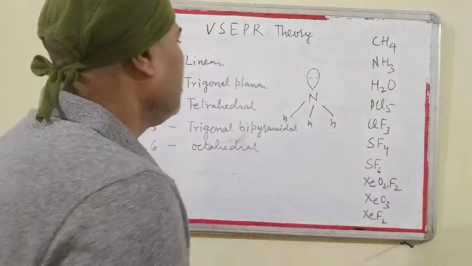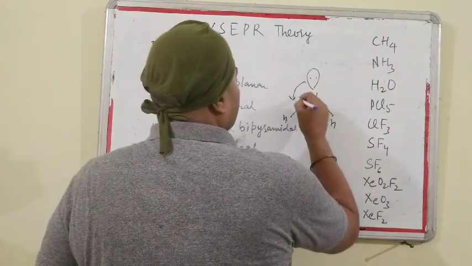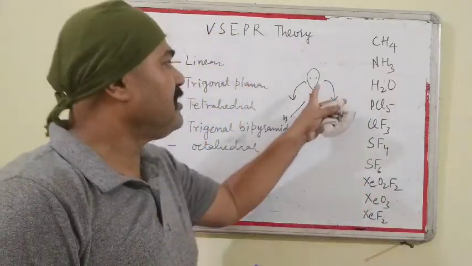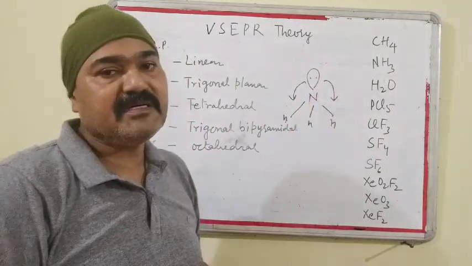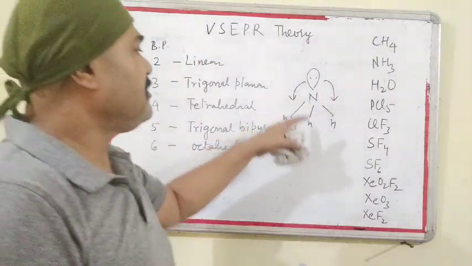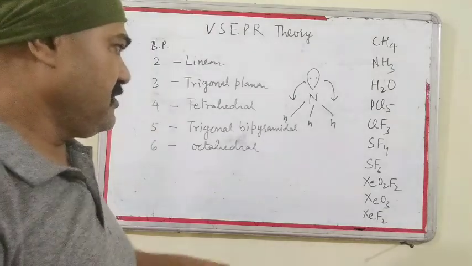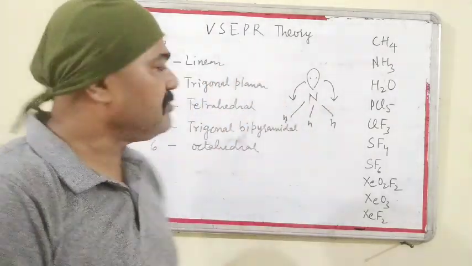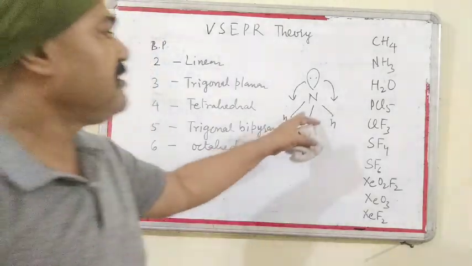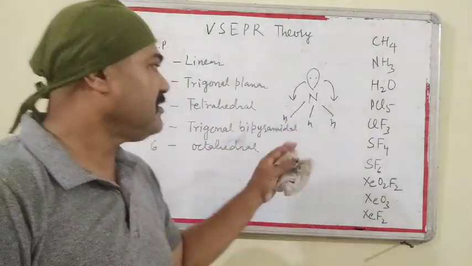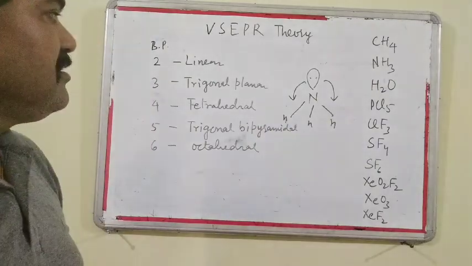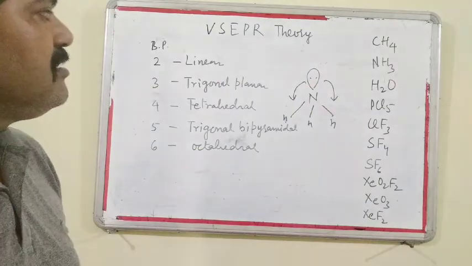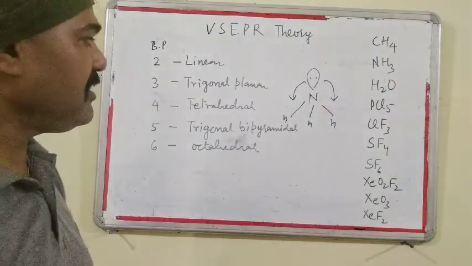This is due to the slight repulsion caused by the lone pair present on the nitrogen. This reduces the angle. In the case of tetrahedral it is 109.5 degrees. Here it is slightly less, about 107 degrees. This is due to the repulsion by the lone pair of electrons present on the nitrogen.